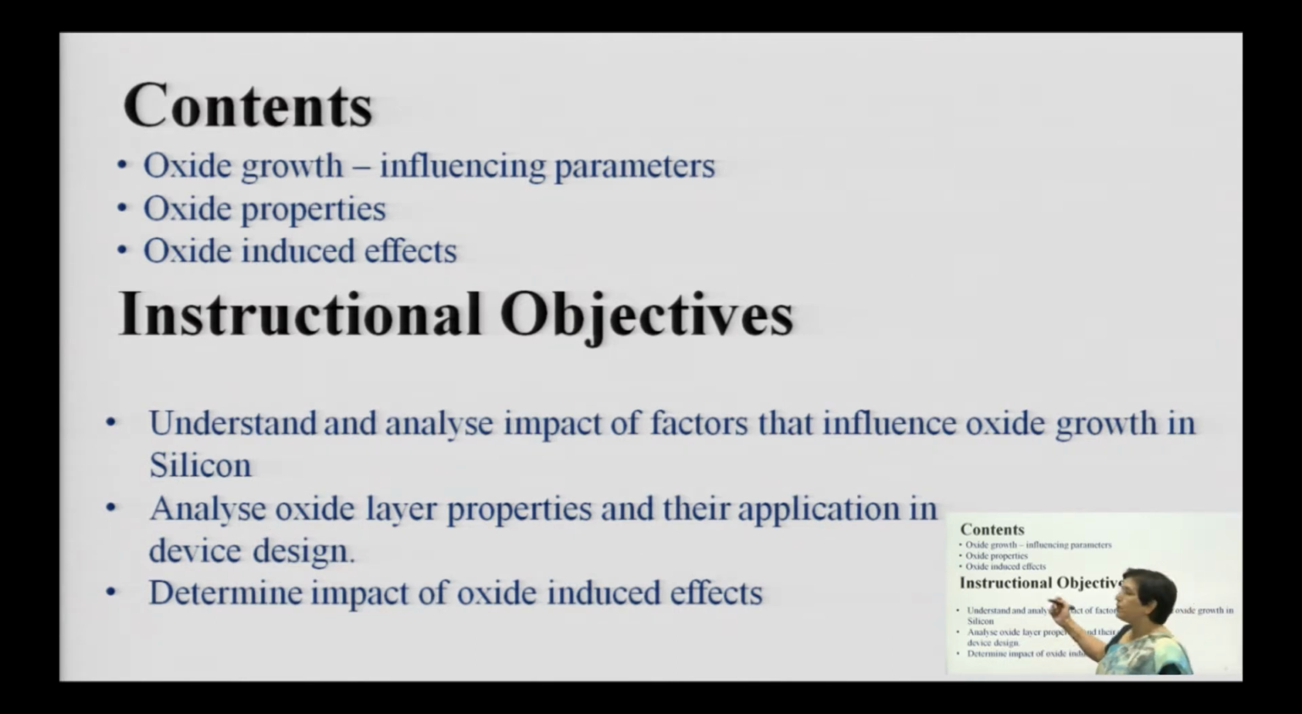Now, the topics covered in this lecture include the parameters that influence the oxide growth. This is the first thing we are going to study. Then we are going to study the properties of the oxides which are grown onto the silicon surface, the different induced effects which get trapped when the oxide layer is being formed, and the consequences of those effects. That we are going to cover in this particular lecture.